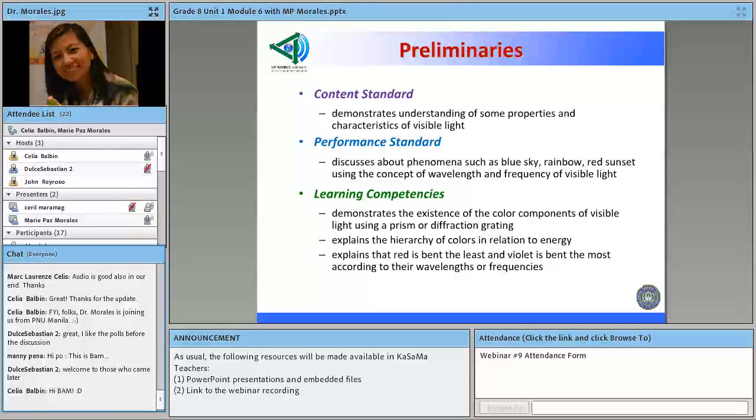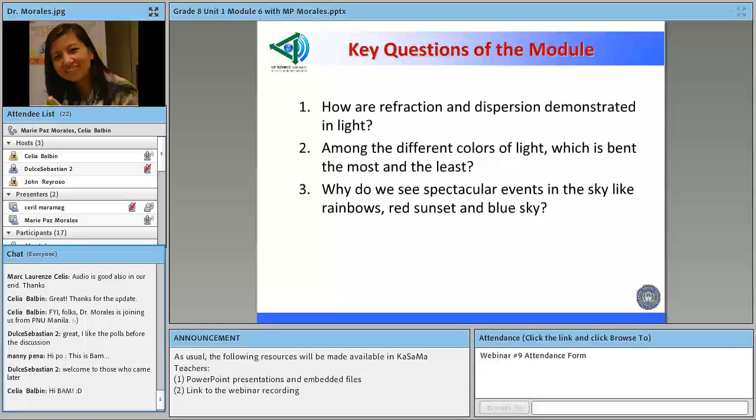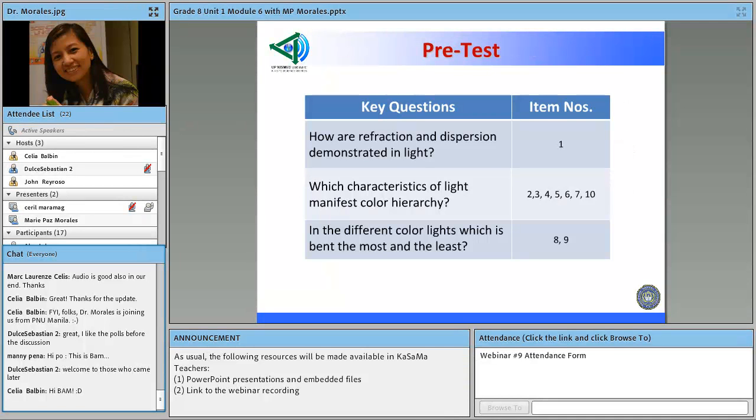So moving on, these are the standards and the competencies, which are also the objectives of the module. Demonstrate the existence of color components of visible light using a prism or a diffraction grating. Explain the hierarchy of colors in relation to energy. Explain that red is bent the least and violet the most according to their wavelengths or frequencies. And so, of course, this is the same as all the other modules. We have the different key questions to serve as our guide to see if our students were able to assimilate all the science concepts we wanted them to learn. For the pretest, these are the sample questions provided in the teacher's guide. Again, I categorized them already according to the key questions.